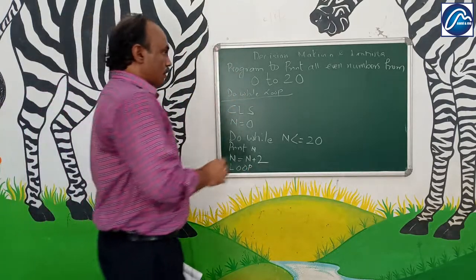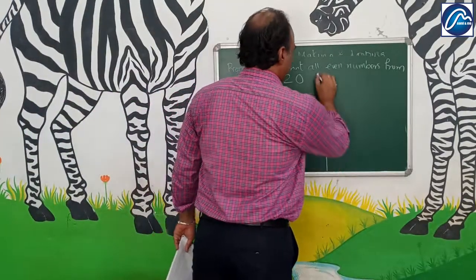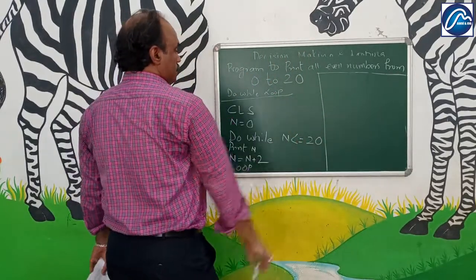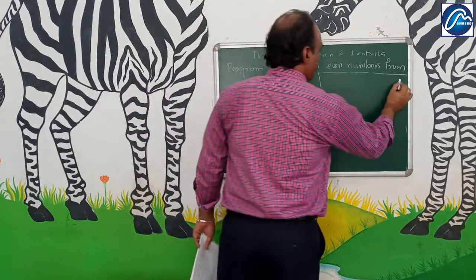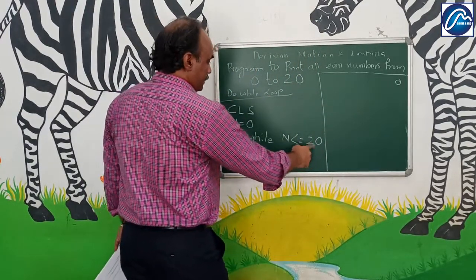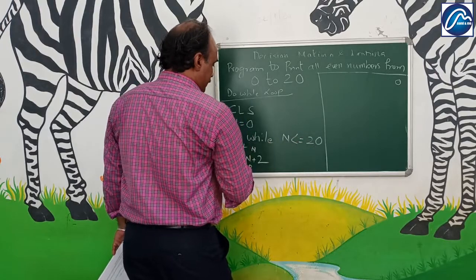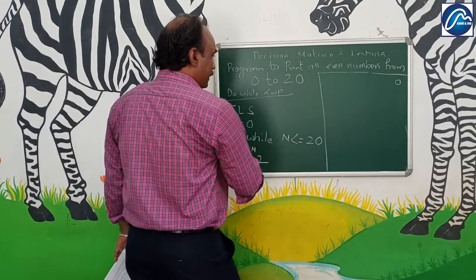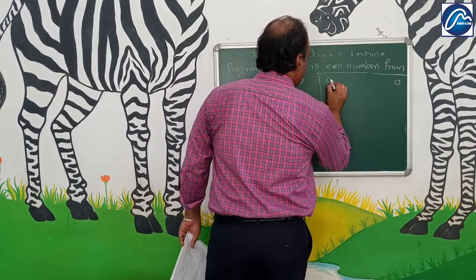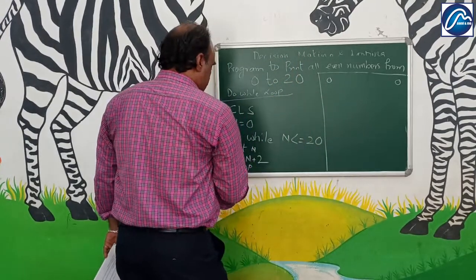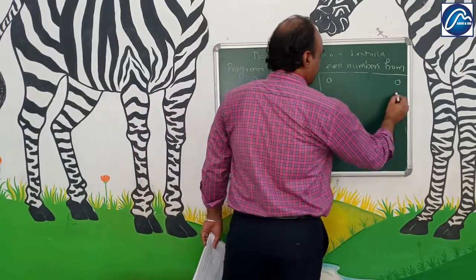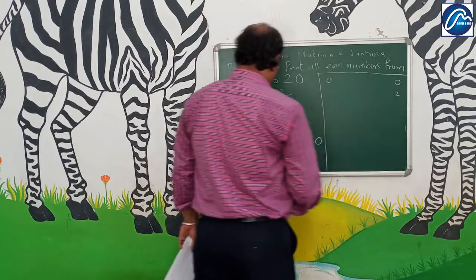When I run the program, what is the answer I am getting? This is the screen. Suppose the CLS, you get a new screen. N is taken as the value 0. Do while n less than or equal to 20. Is 0 less than or equal to 20? Yes. Print n, so it will be 0. N is taking the value 0 plus 2, so the value of n will be equal to 2.